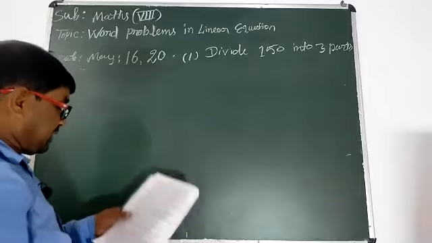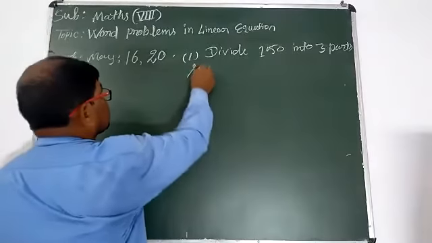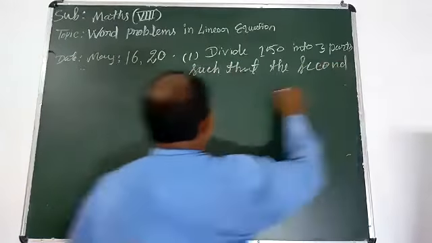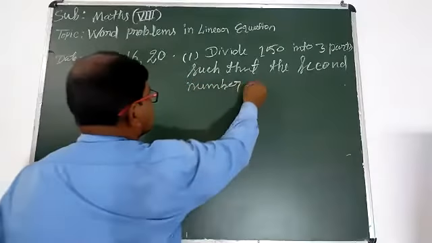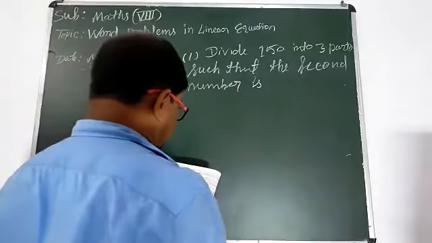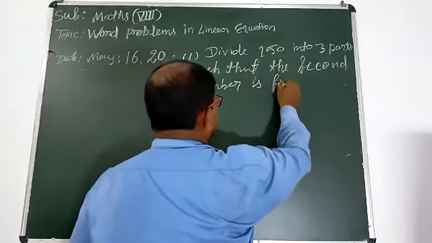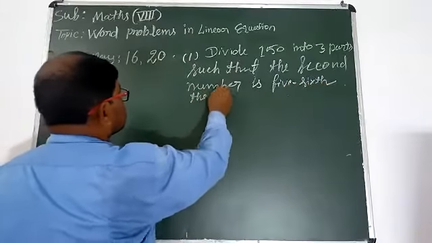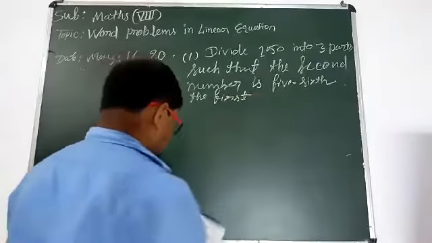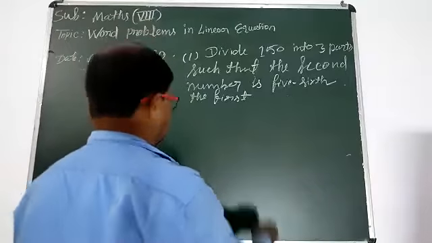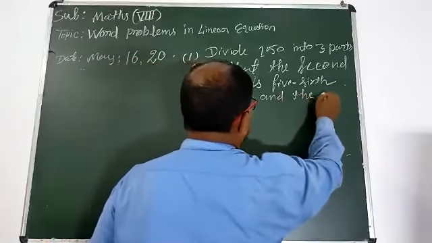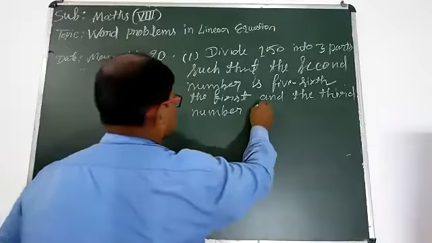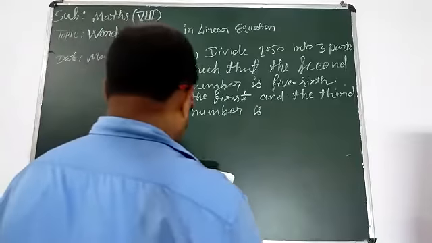Divide 150 into 3 parts such that the second number is 5/6 the first, and the third number is 4/5 the second.